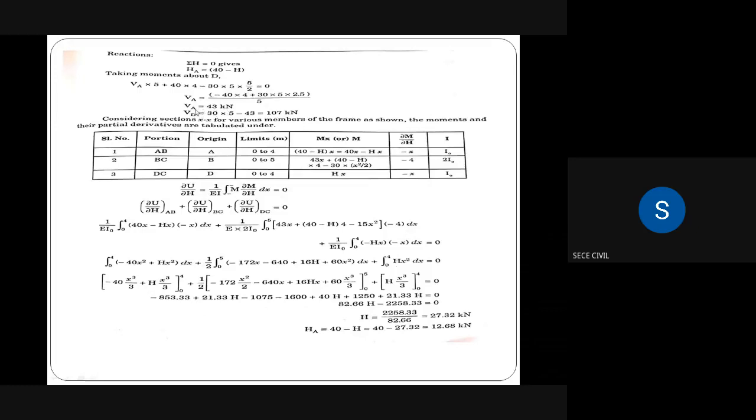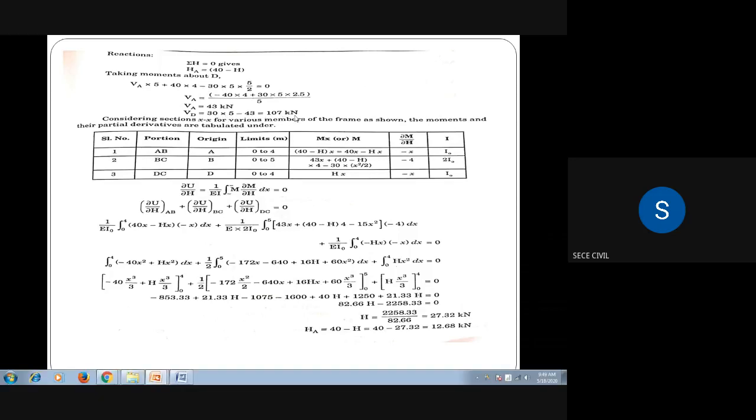After calculating VA, we can calculate VD by subtracting from the total load. So 30 into 5 minus 43, we get VD as 107 kilonewton. After calculating VA and VD, now we are calculating M and dou M by dou H.